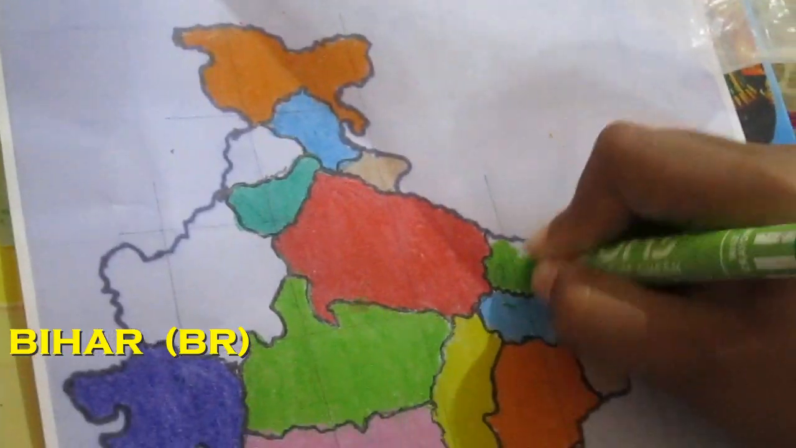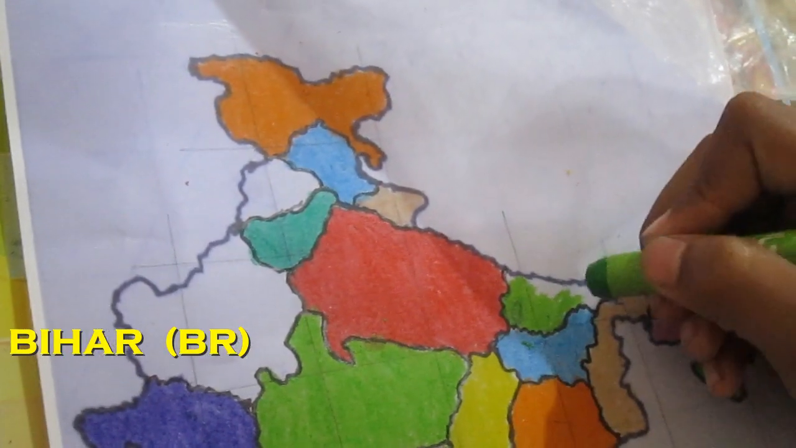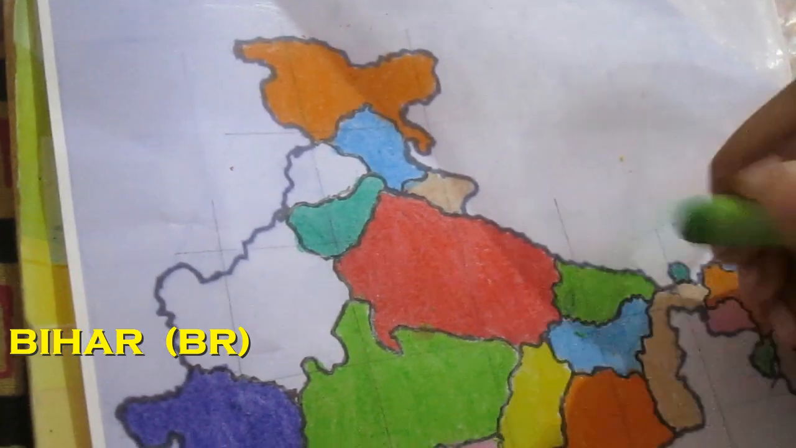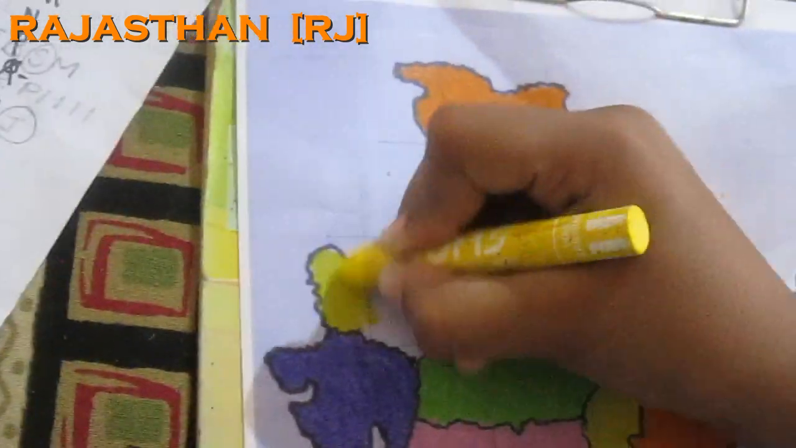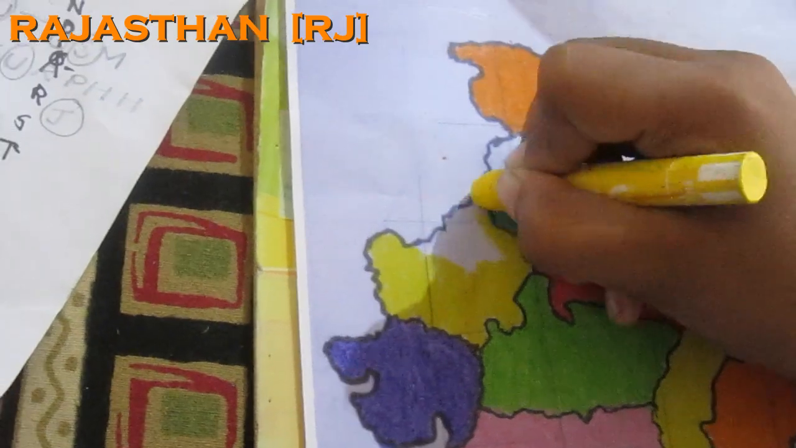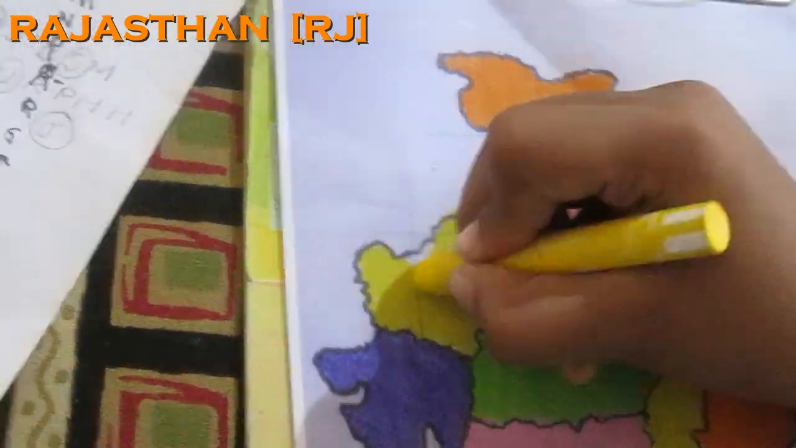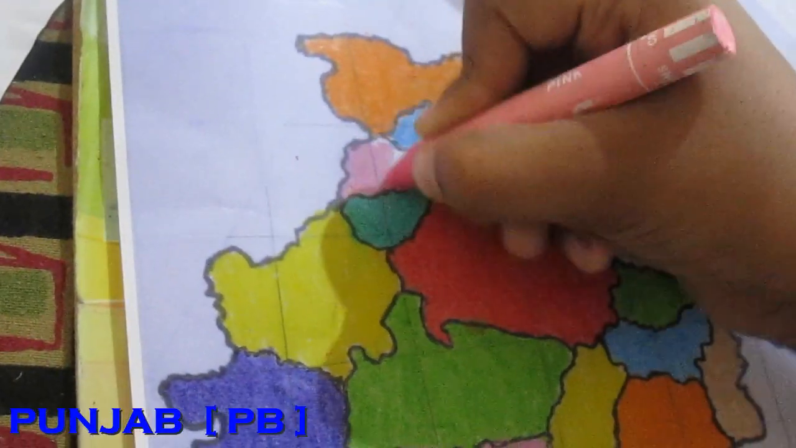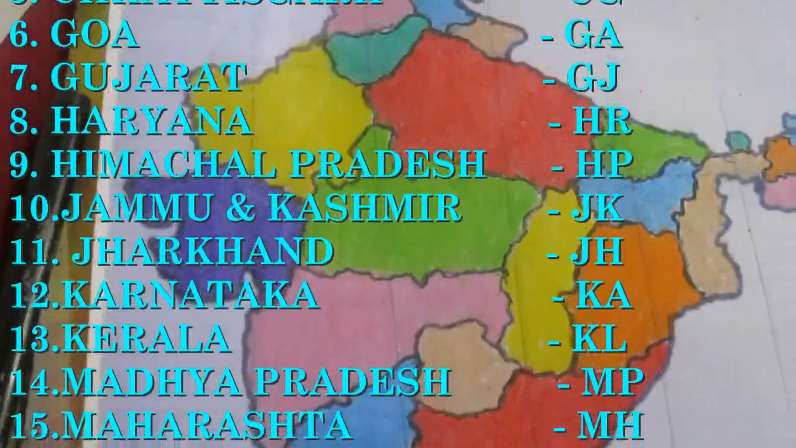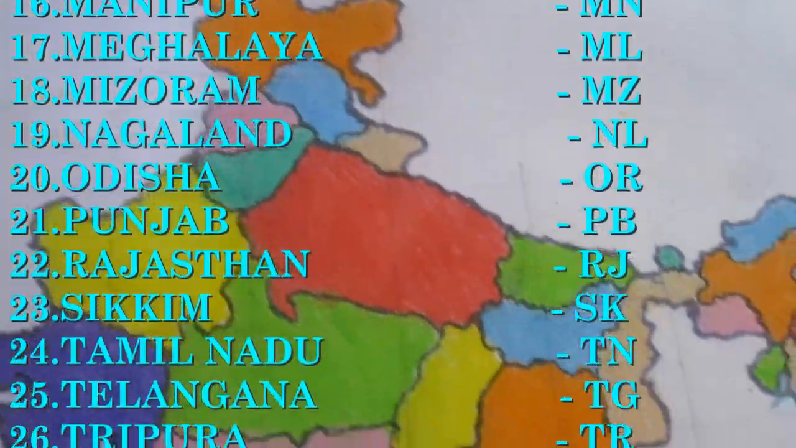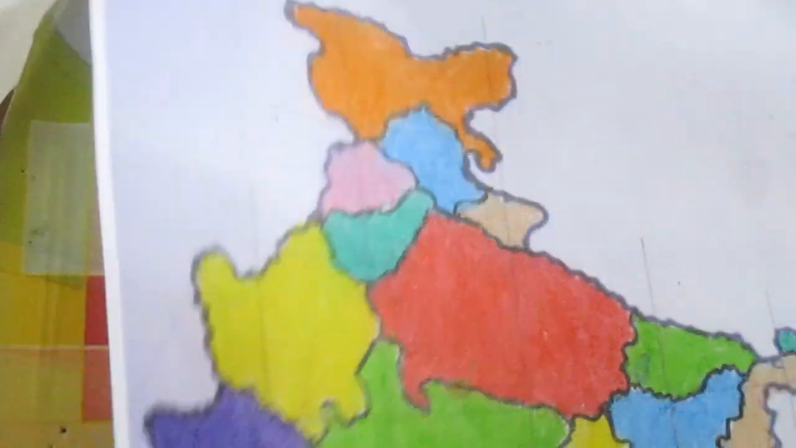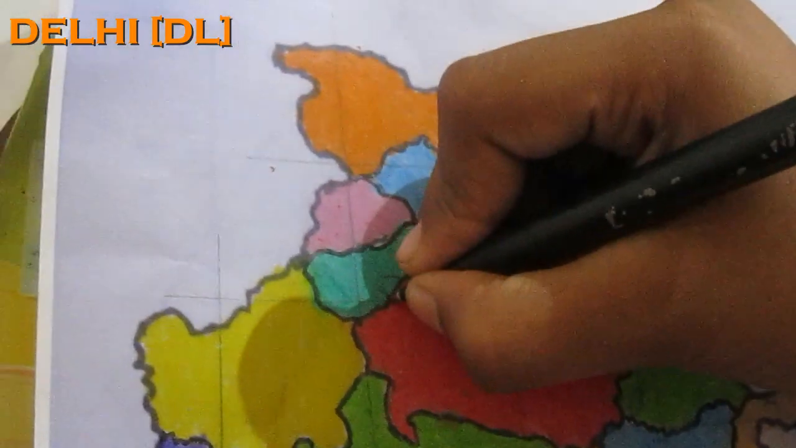Bihar, Rajasthan and Punjab. Finally, mark the capital of India, Delhi.